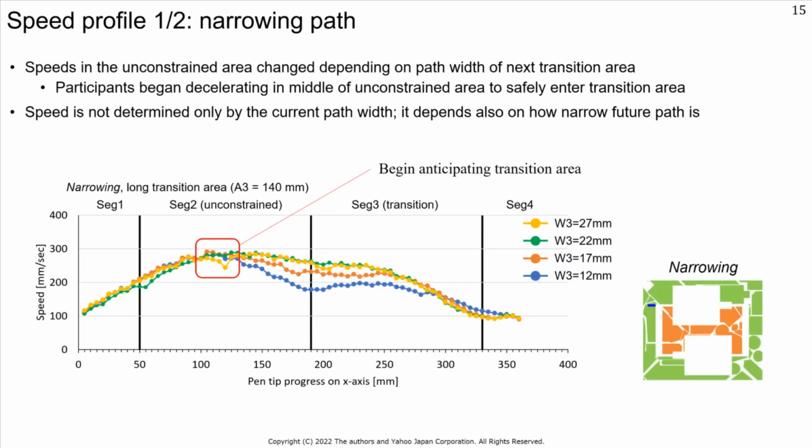This is a result of the narrowing path for the first 4 segments. We show the speed profiles under different W3 values of the transition area. The result shows that the speed in the unconstrained area changed depending on the path width of the next transition area. We can see that the participants began decelerating in the middle of unconstrained area to safely enter the transition area. So the speed is not determined only by the current path width. It depends also on how narrow the future path is.